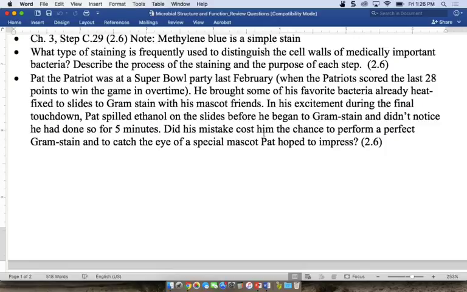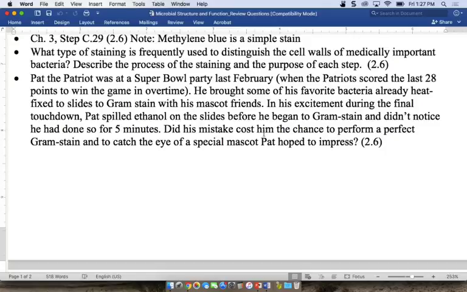Beer is microbiology. In his excitement during the final touchdown, Pat spilled ethanol on the slides before he began to gram stain and didn't notice he had done so for 5 minutes. Did his mistake cost him the chance to perform a perfect gram stain and catch the eye of a special mascot Pat hoped to impress? All right. See, this is what I do with my time.